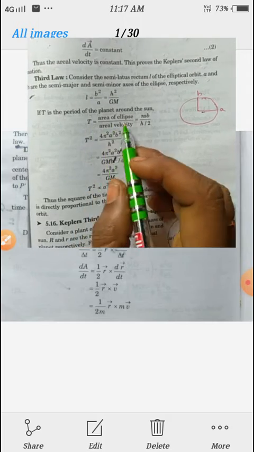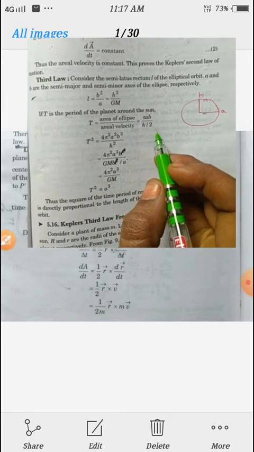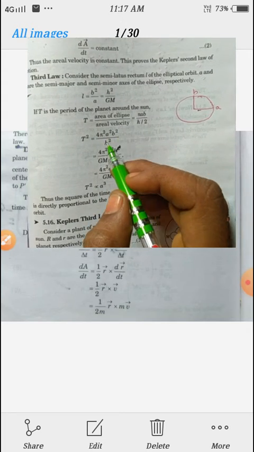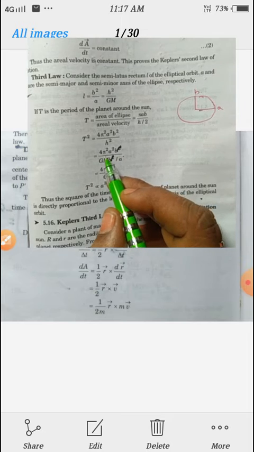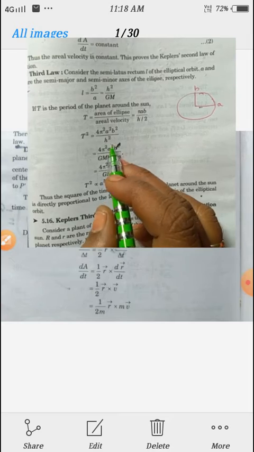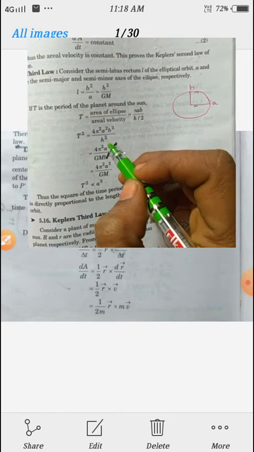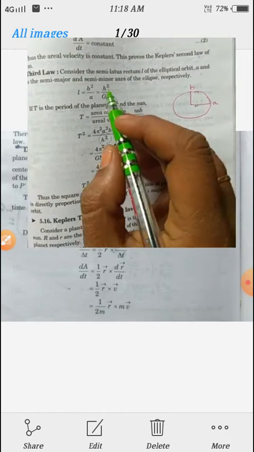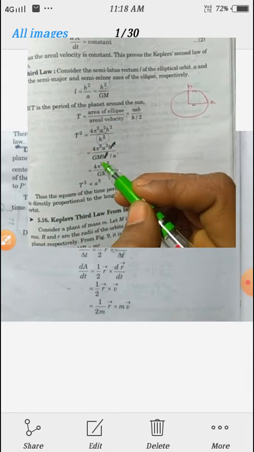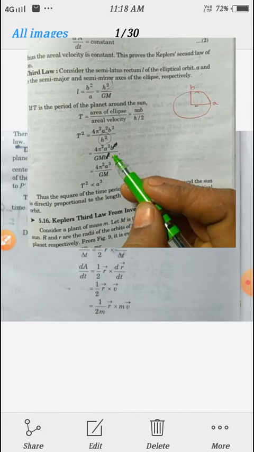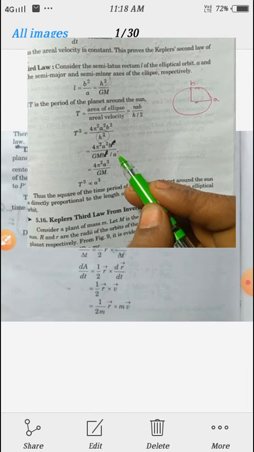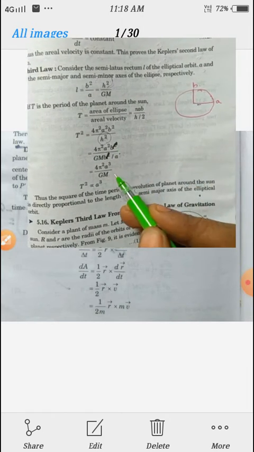Squaring on both sides, T square equals 4 pi square A square B square by H square. Now in place of H square, we can write B square GM by A. Here B square cancels, and we get 4 pi square A cube by GM.